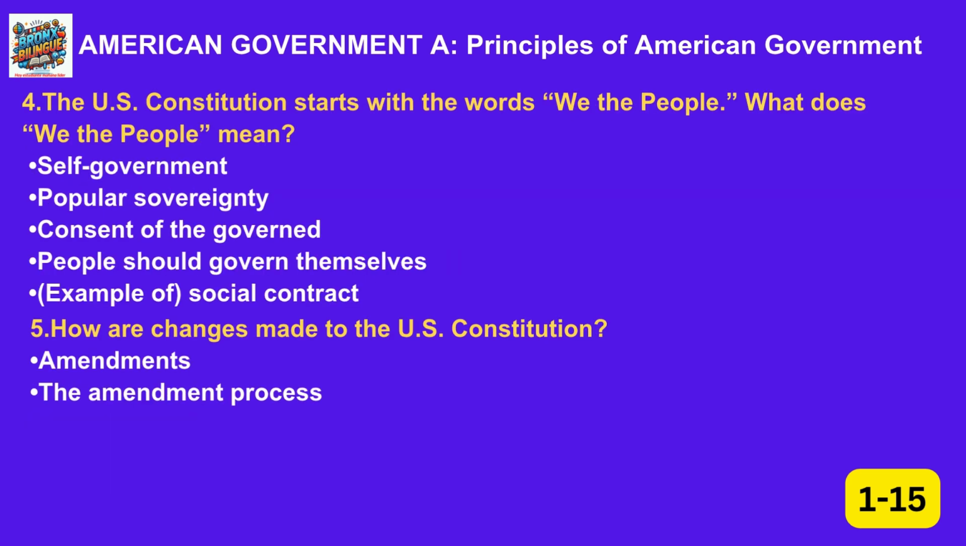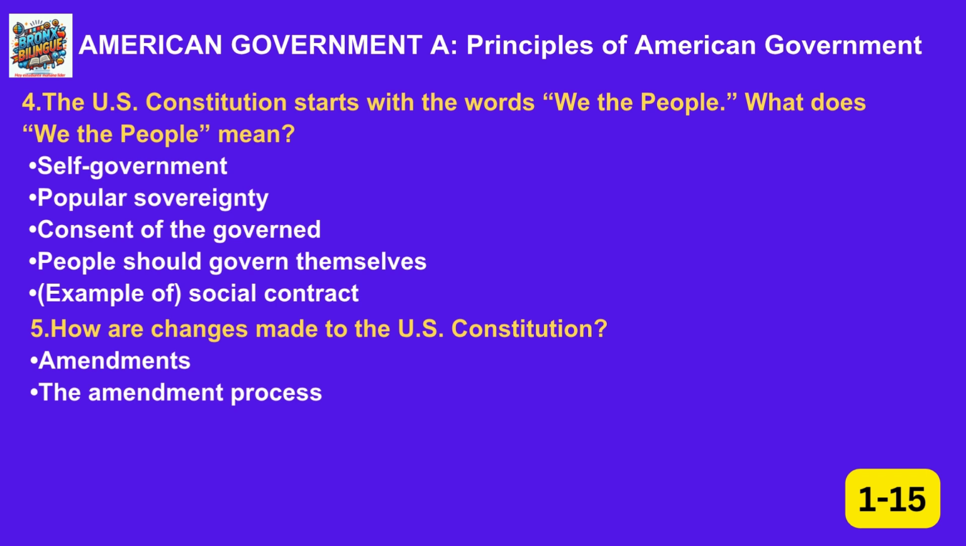4. The U.S. Constitution starts with the words, "We the people." What does "we the people" mean? Self-government, popular sovereignty, consent of the governed, people should govern themselves, social contract.